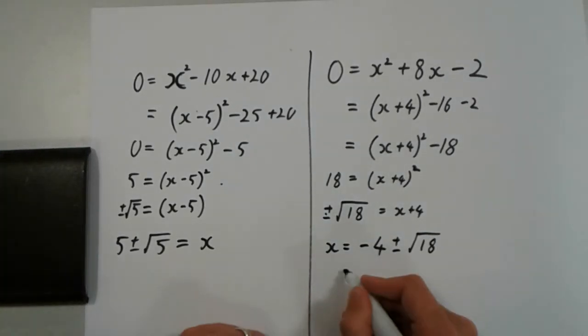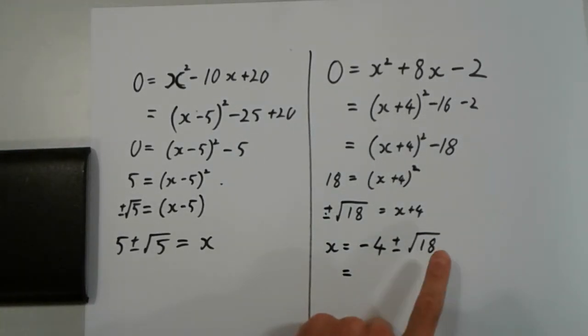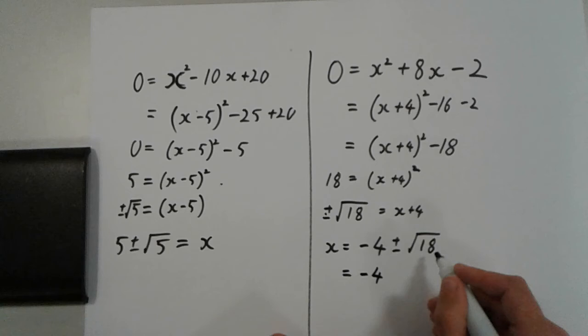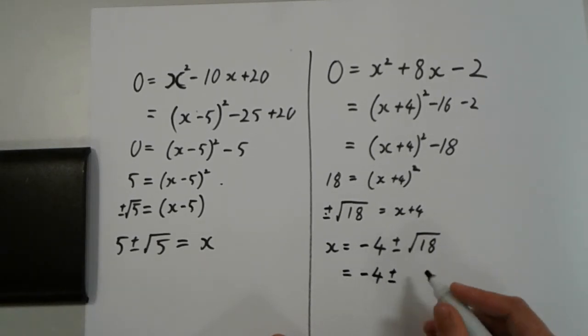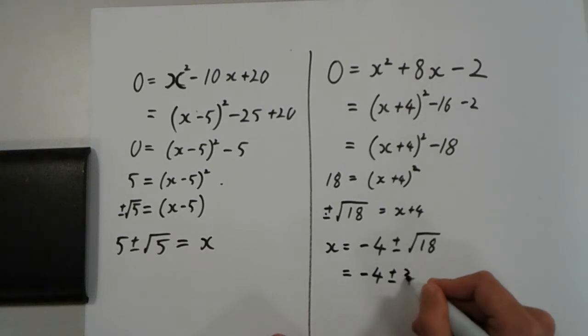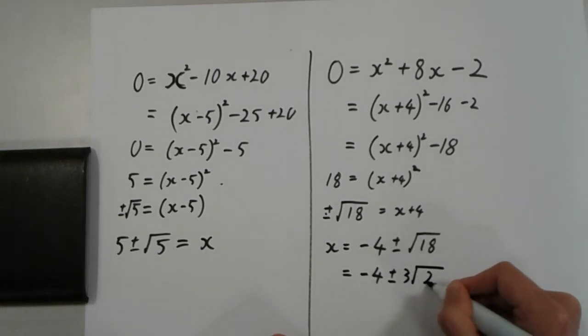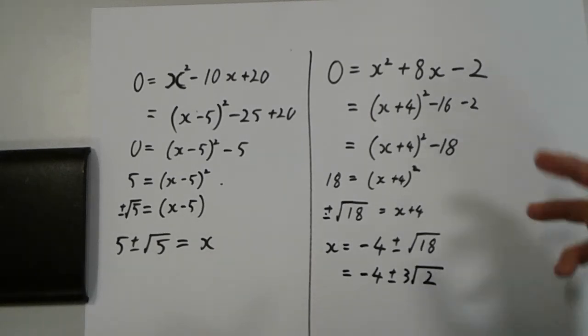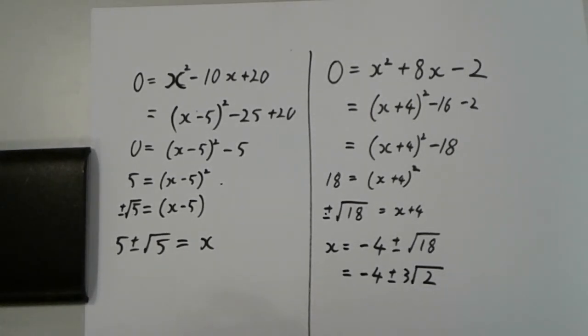One thing to notice with this one, root 18 can be simplified. 18 has a factor which is a square number. So if we pull that factor outside of our square root, the square root of 9 is 3, so we can pull the 3 out of there and we'll be left with the factor of 2. We've got our values of x for an equation which would not factorise nicely.